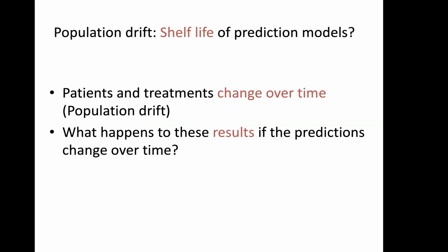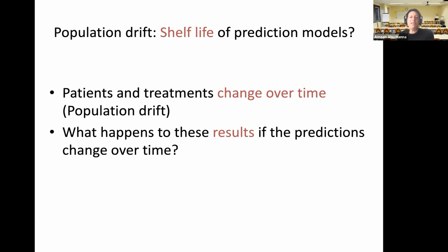Sure. So another problem is that a prediction model is like, well, you buy a prediction model and it sometimes has a shelf life. It's not good anymore if you use it for a long time, not because it becomes worse itself, but because the population changes over time. They're older maybe, or younger, or there's a different indication for who's allowed to undergo the treatment. The technology is different. Many things can change. So what happens to these results when populations change over time?